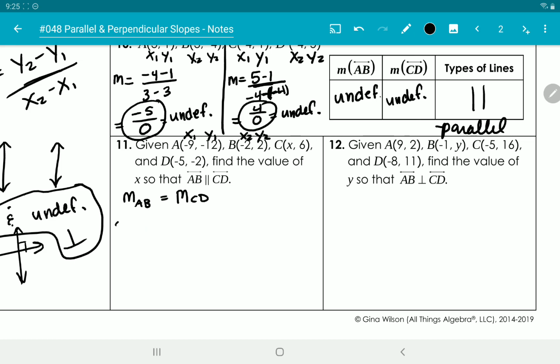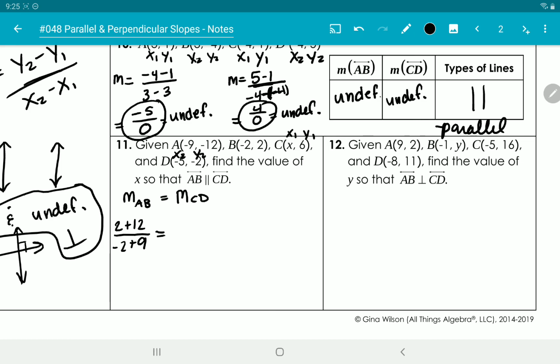So we have this 2 minus y1 is negative 12. So we're going to do plus 12 divided by x2 is negative 2 minus negative 9. So we're going to do plus 9. Okay? And we want that to be equal to, and I'm going to go ahead and erase these x1s and y2, x1 and x's, y's, in order to get them so I don't get mixed up. So x1, y1, x2, y2.